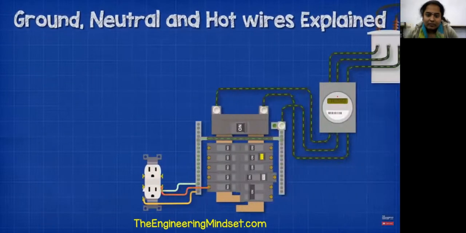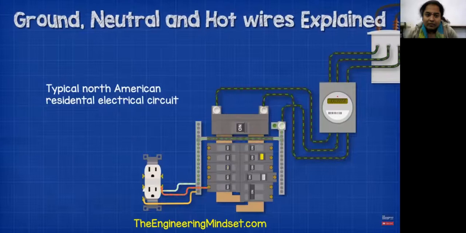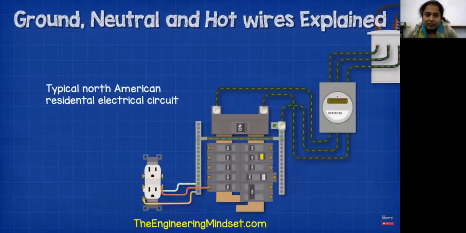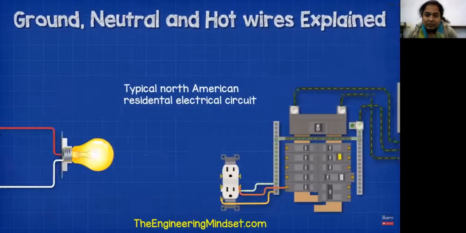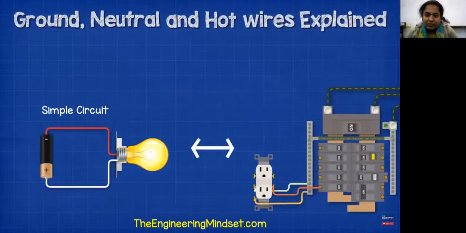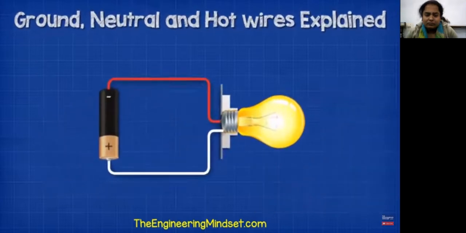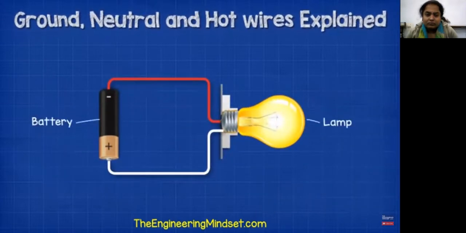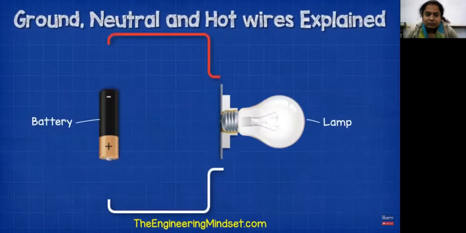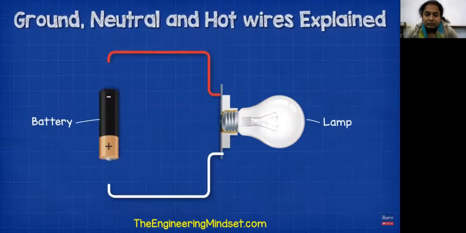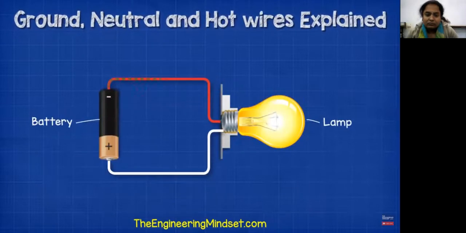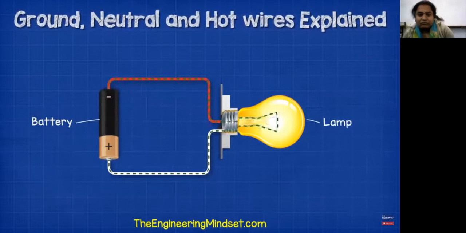Okay, so we're going to be looking at the hot, neutral, and ground wires for a typical North American residential electrical circuit. First, we'll see a really simple circuit to understand how it works, and we're going to apply this knowledge to a complex residential installation. When we look at a simple electrical circuit with just a battery and a lamp, we know that to turn the lamp on, we need to connect both ends of the wires to the terminals of the battery. Once we connect these wires, the circuit is now complete, and electrons can flow from the negative through the lamp and then back to the positive terminal.